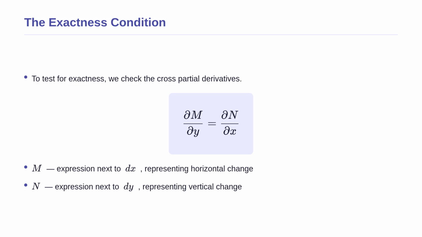When we combine these tiny changes, we get the total differential. This brings us to the ultimate test for exactness. How do we know if that hidden parent function actually exists? We use this exactness condition. Conceptually, because the order of partial differentiation does not matter for smooth functions, the cross derivatives must match. The symbol m represents the horizontal change component and n represents the vertical change component. If the partial derivative of m with respect to y perfectly equals the partial derivative of n with respect to x, the equation is exact and we can proceed to solve it.